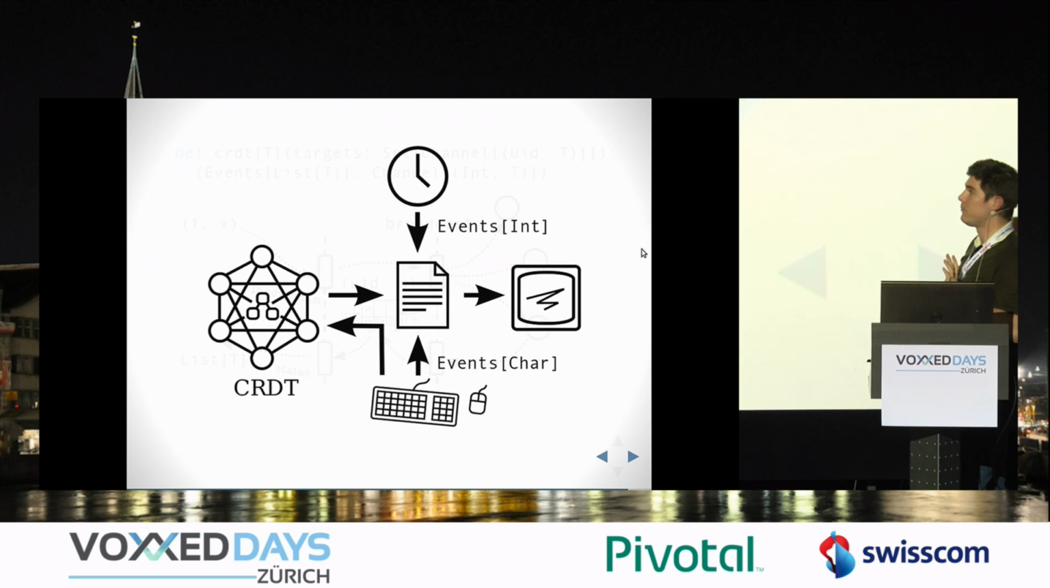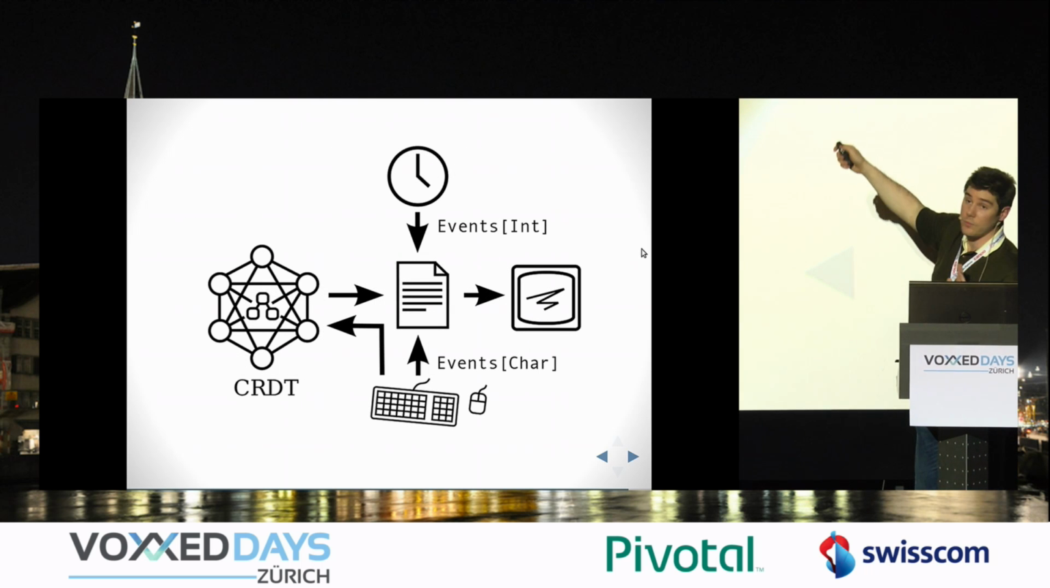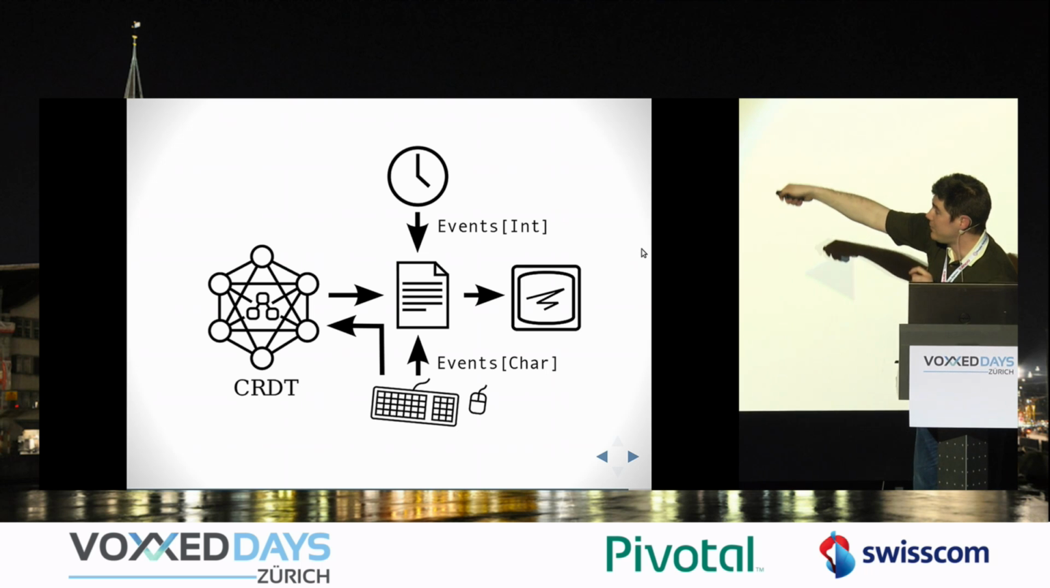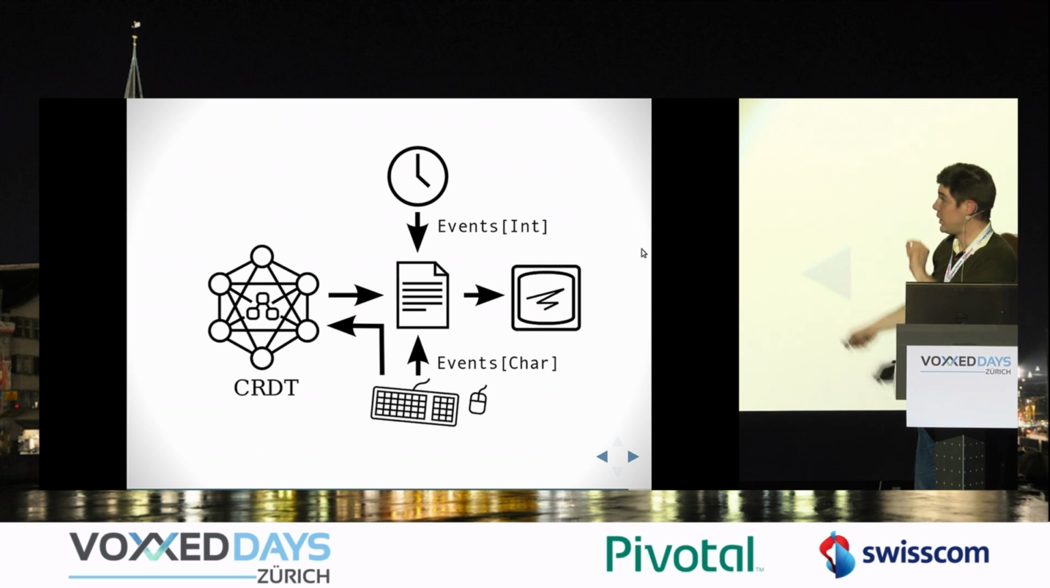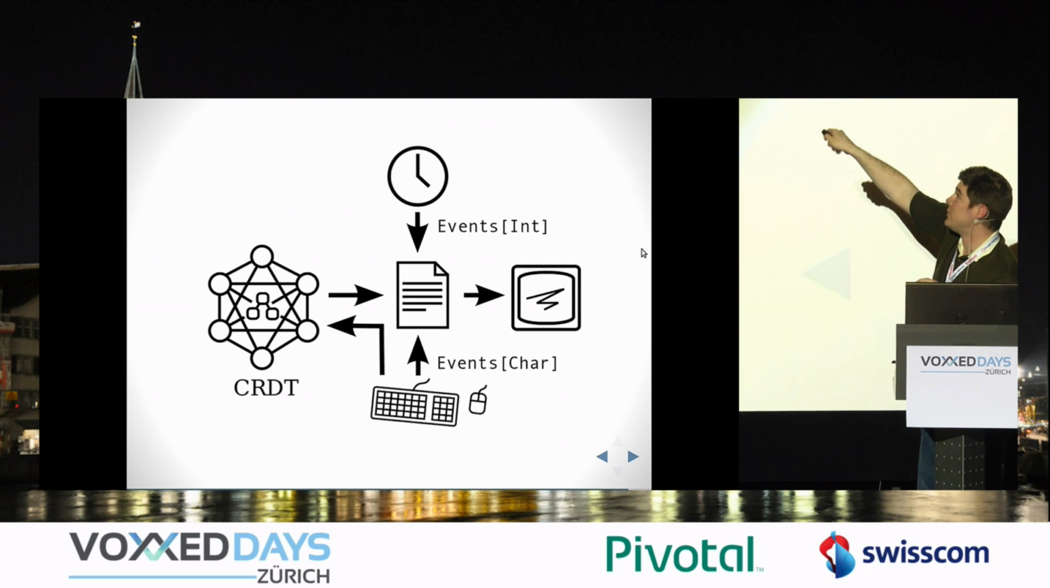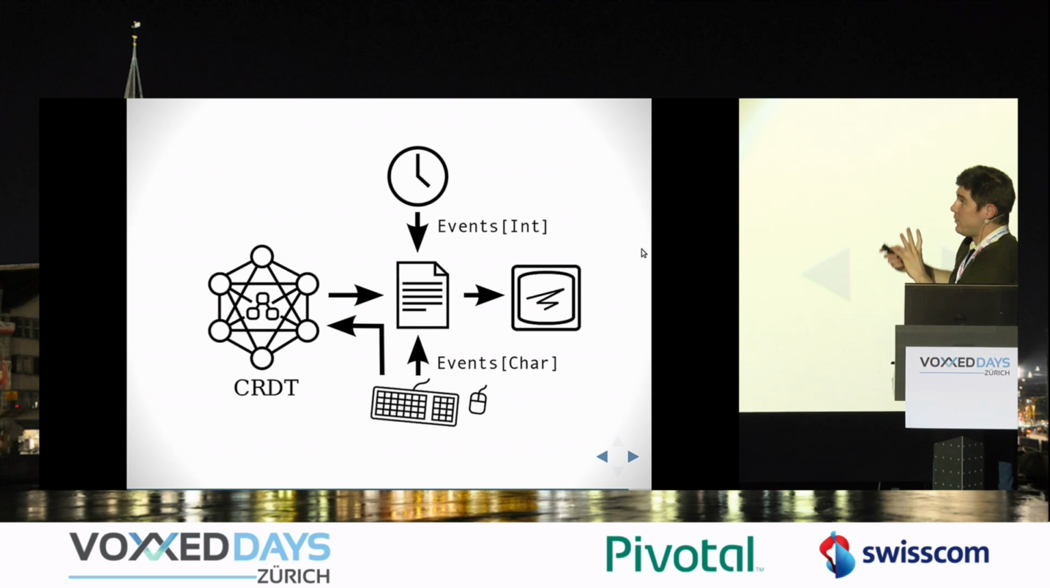And this is what our system looks like now, because we can extend it. We can say that updates, the event stream from the keyboard, can actually be routed into the CRDT, into its channel, and updates from the CRDT can be used to update our document. And this is how the whole system looks now.